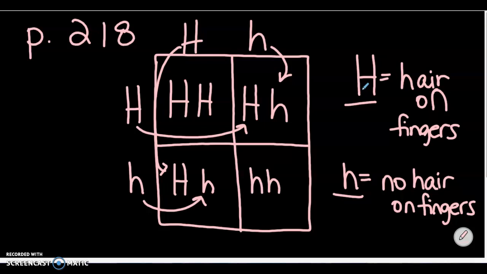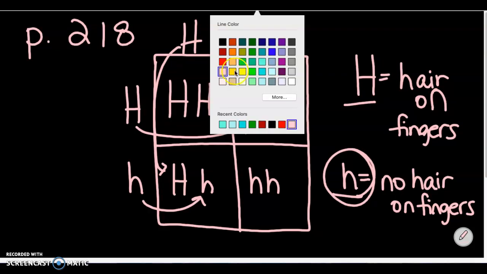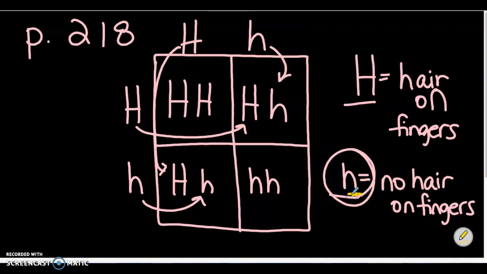So it wants to know the probability of having a child with no hair on his fingers. So we can look and see that no hair, again, is our recessive one. So we can look here. So again, it's this one right here. All right, and we can look, we have a dominant, dominant, dominant. Oh, here we go. There we have 1.